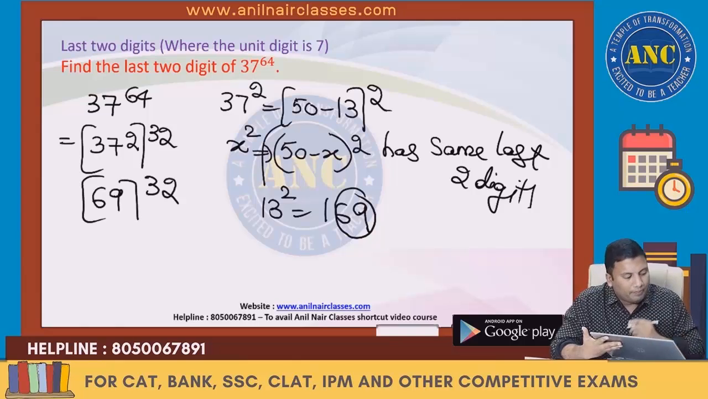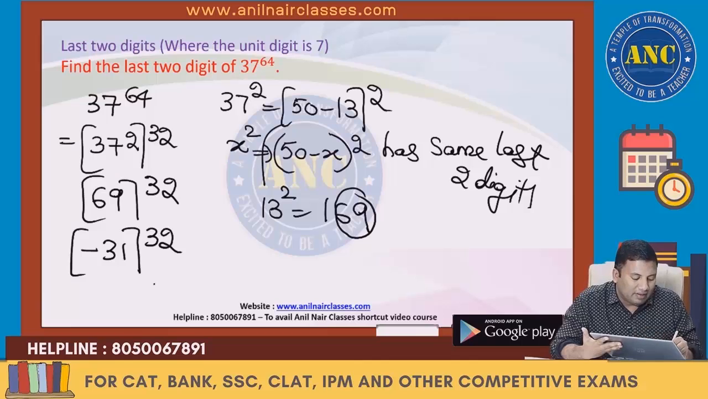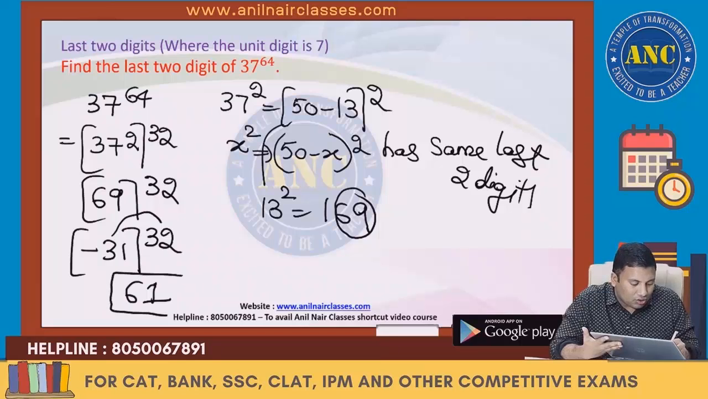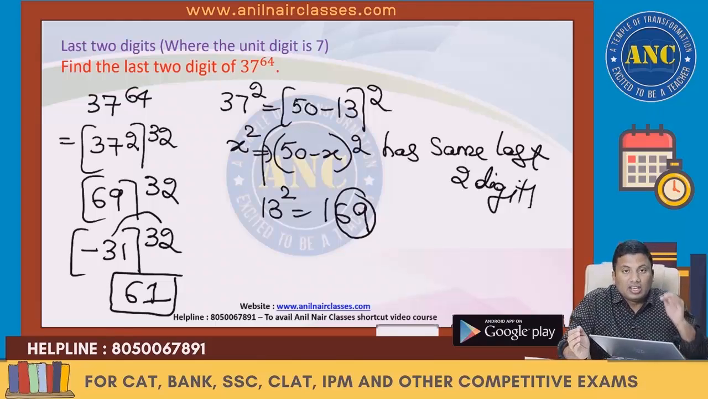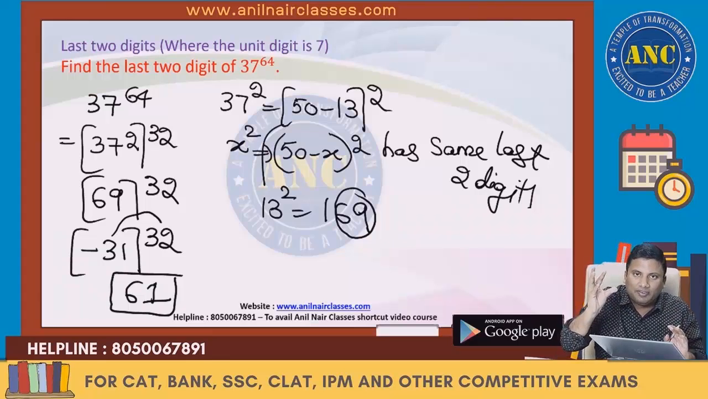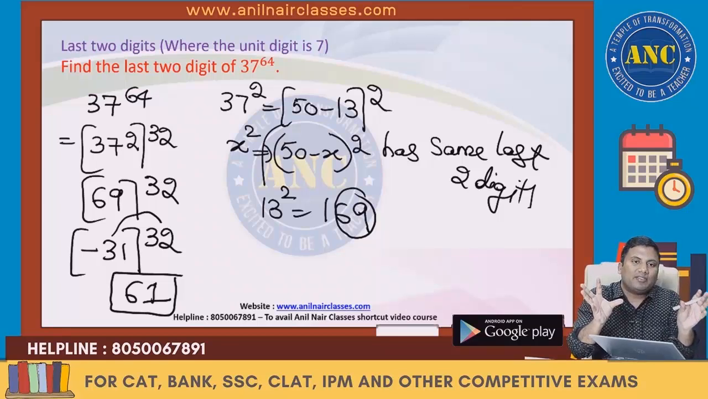69 power 32. 69 divided by 100 is minus 31 power 32. Minus power even is plus, 1 power any number is 1. 3 2s are 6. So the answer for this question is 61. I hope you have understood the logic, step by step solving. First we discussed where the unit digit is 1. Then we discussed where the unit digit is 9, 9 is converted into 1. Then we discussed 3 or 7, 3 or 7 is converted into 9, 9 is converted into 1.